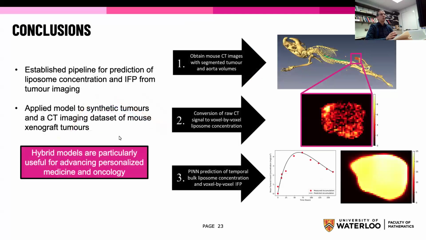The conclusion of this work is that this established pipeline for predicting liposome concentration and IFP using actual image data seems promising. The model has been applied to synthetic tumors and animal studies, and our approach is particularly useful for patients, because liposomes can be used for patients as well, and we can use the images obtained from the patients to get IFP. Using similar techniques, we can also get information about hypoxia or any other biomarkers that we are interested in. There are many directions our group is working on in this project.